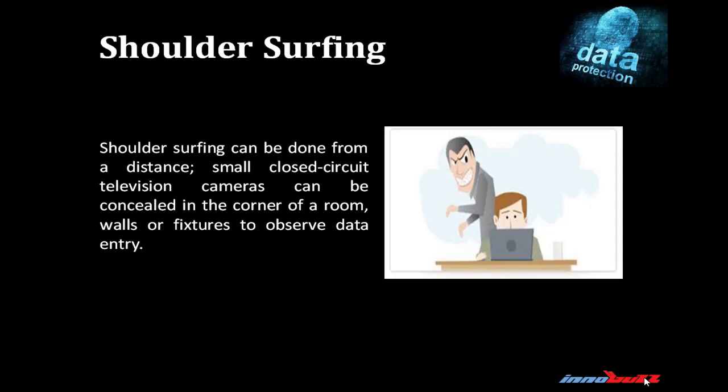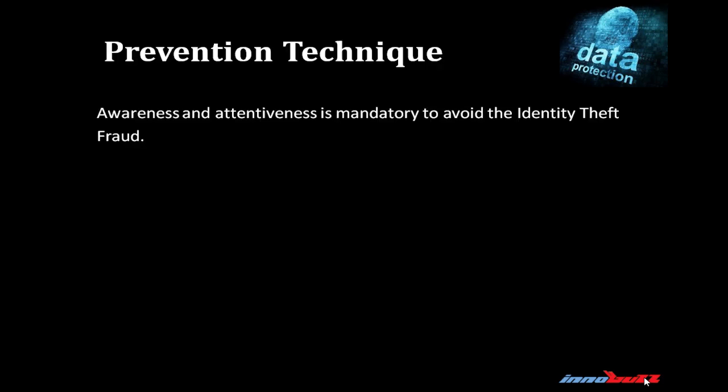Shoulder surfing can be done from a distance. A small closed circuit television camera can be concealed in the corner of a room or walls, or fixed to observe data entry. Awareness and attentiveness are mandatory to avoid identity theft fraud.